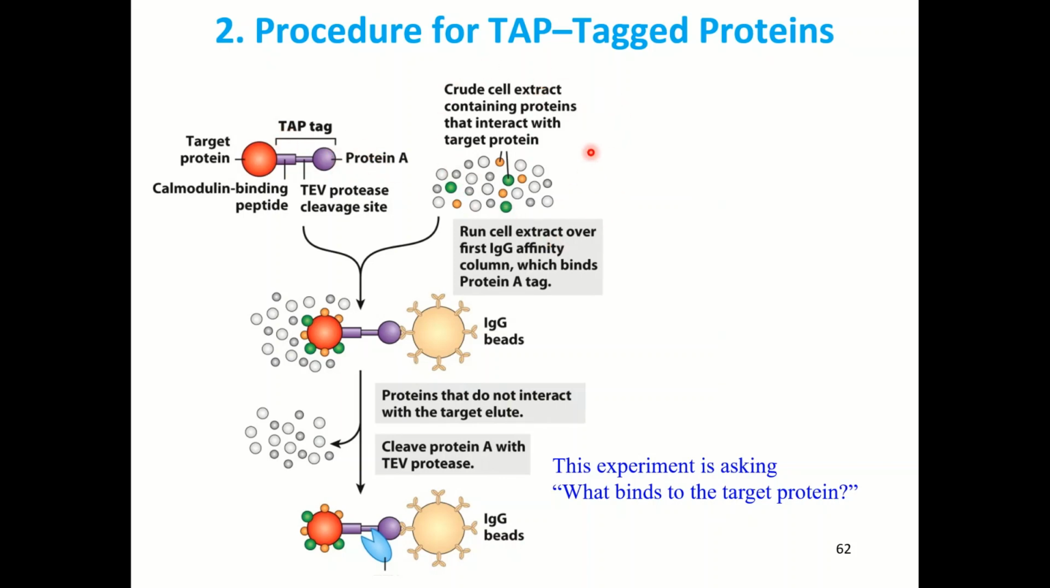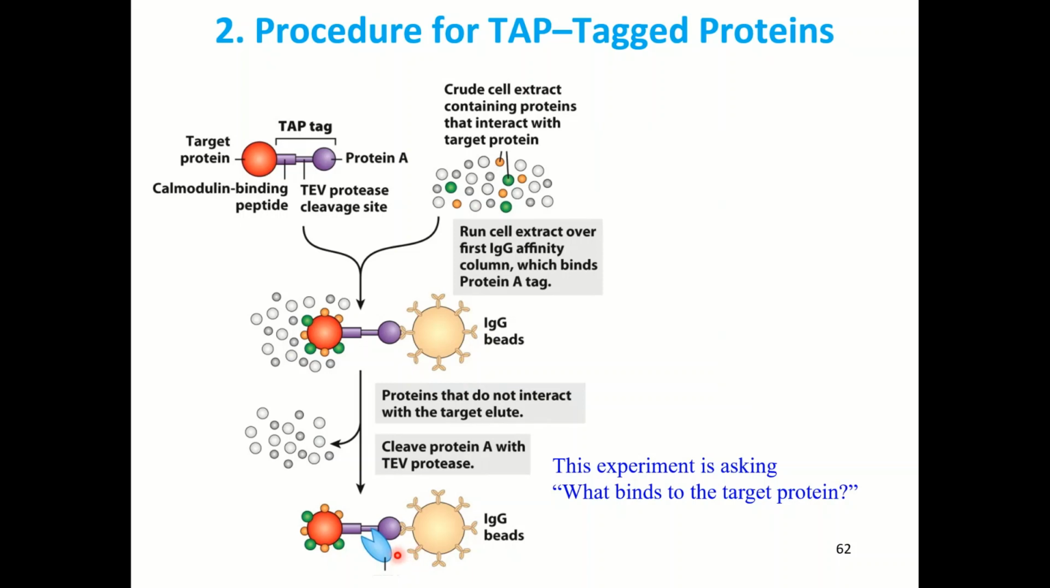Okay, so our crude cell extract contains proteins that interact with our target protein. We run this cell extract over an affinity column that binds to protein A. So IgG is an antibody, immunoglobulin, that binds to protein A, and this is a very strong interaction. Proteins that don't interact with this column get washed away, and then all we're left with is our protein of interest and the proteins that bind to that protein of interest.